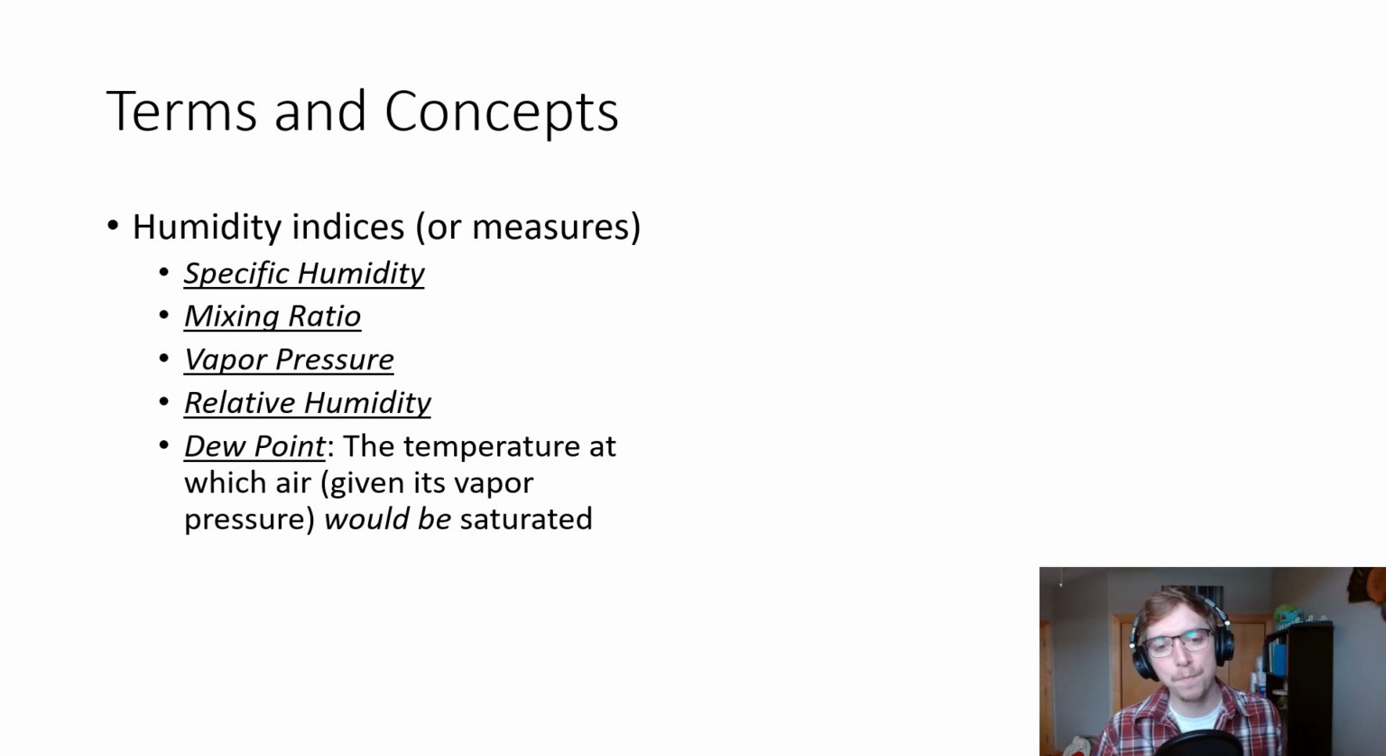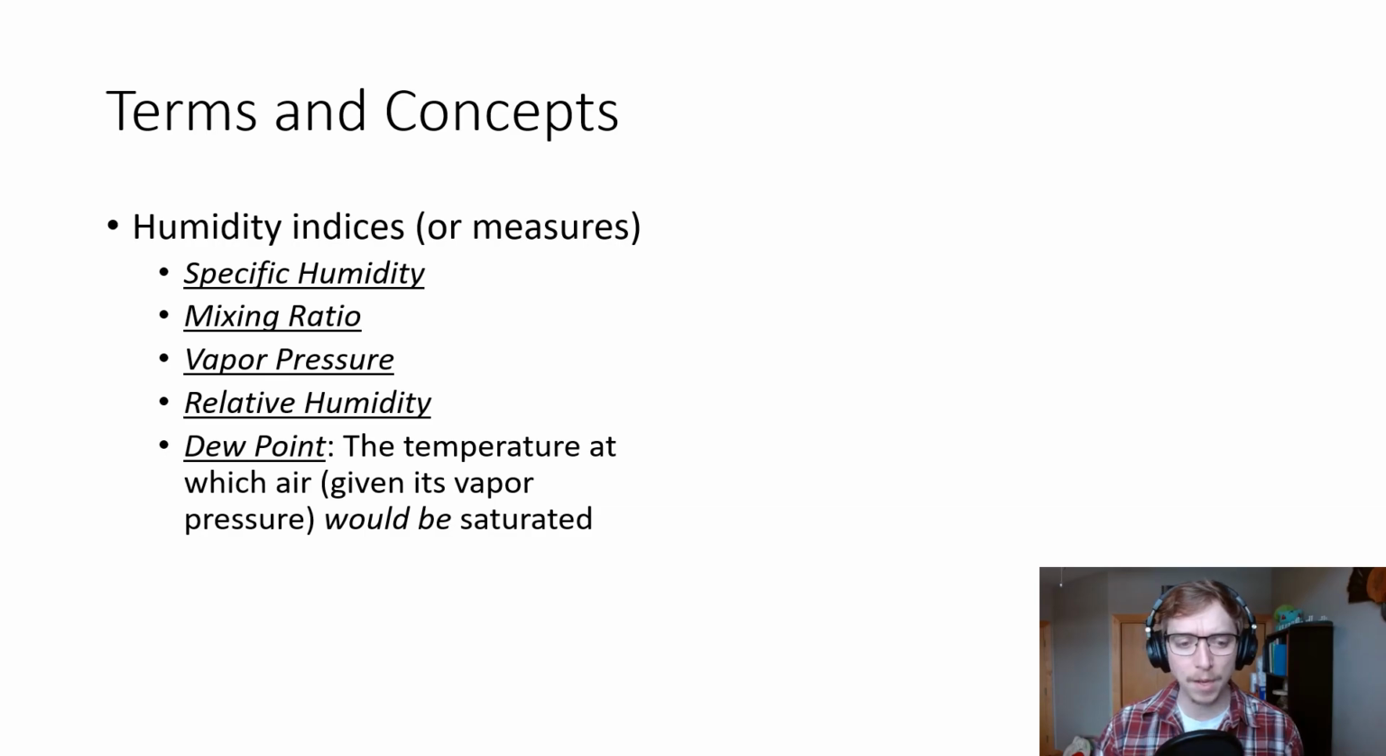The next one that we're interested in, which you often hear, is the term dew point. This is just the temperature at which air, given its vapor pressure, would be saturated. The further apart the temperature is from the dew point, the drier that air feels. You can have wildly different temperature and dew point, which just means that your relative humidity is much, much lower. The closer the temperature and the dew point are to one another, the closer you are to that saturation point.